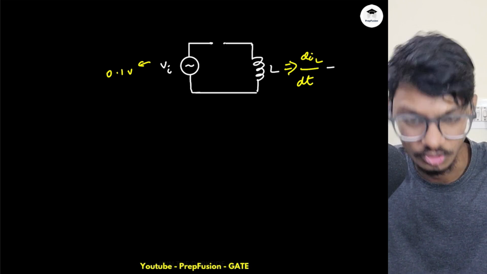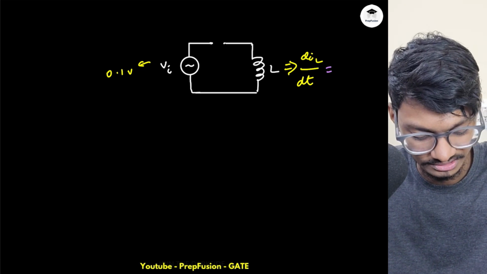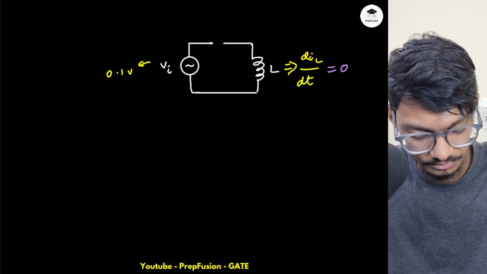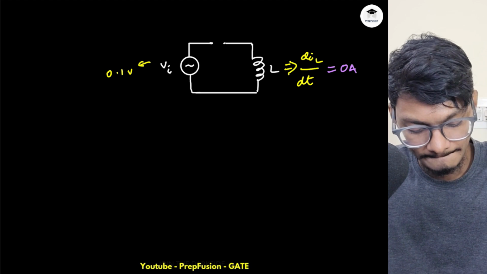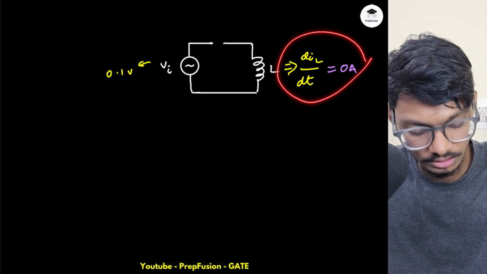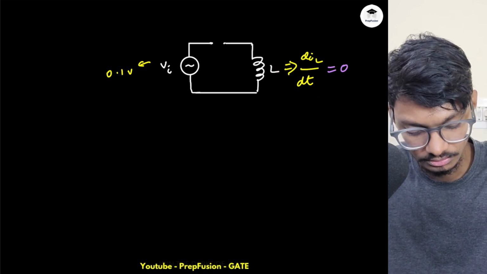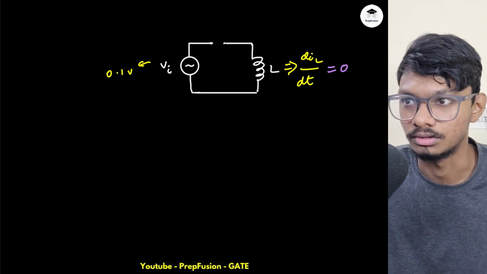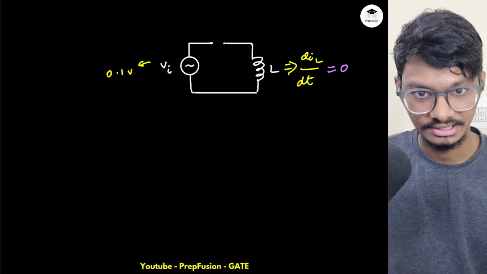Okay, sorry for this sneezing. I don't know who is sneezing this bad. So DIL by dt is 0 amperes. Now sorry, not 0, right? Just hold on a second now. Yeah, sorry for the sneezing noise.